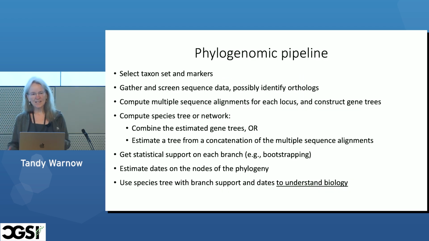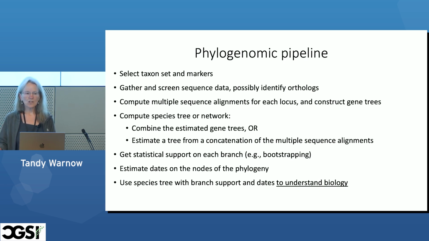So there's this complex pipeline for doing a phylogeny on a bunch of species. You're figuring out which species you want to look at, which genes you're going to look at. You're screening your data. You're figuring out orthology potentially. You're getting multiple sequence alignments. You're getting gene trees. You're combining the alignments or combining the gene trees. If you combine the alignments, you might then run a tree estimation method on the combined alignment. And at the end of this process, you have a tree.